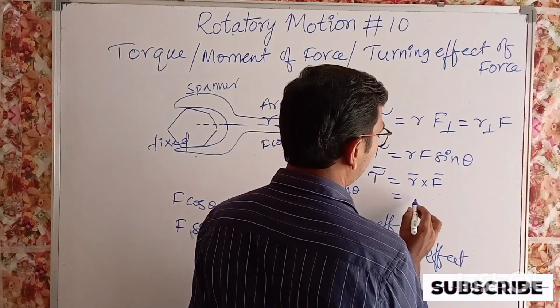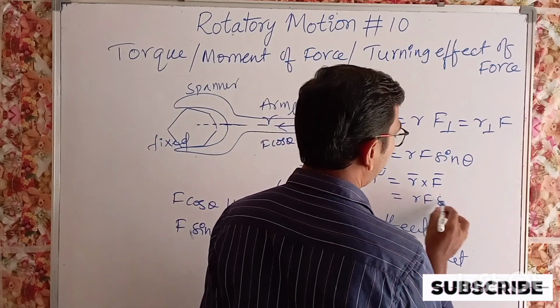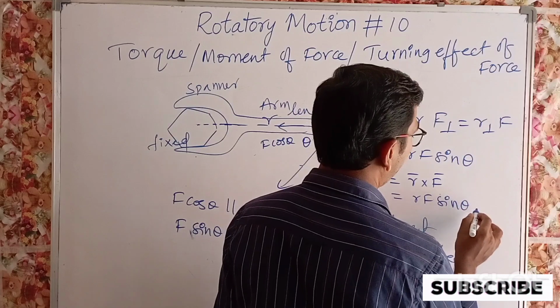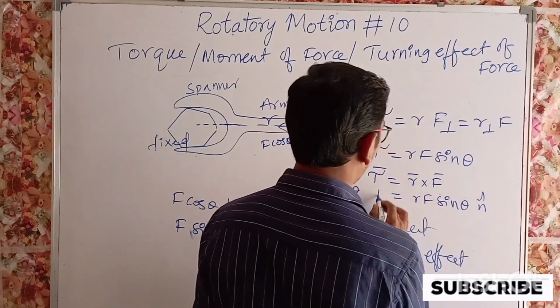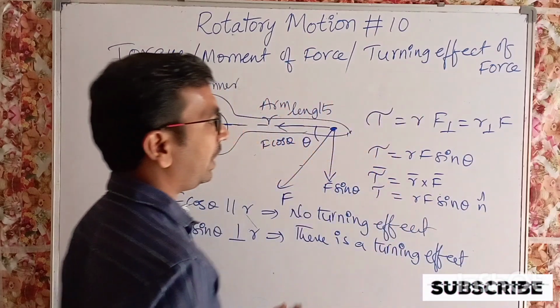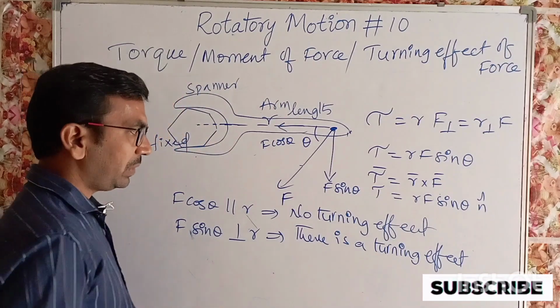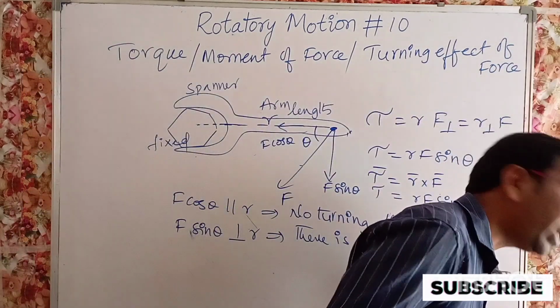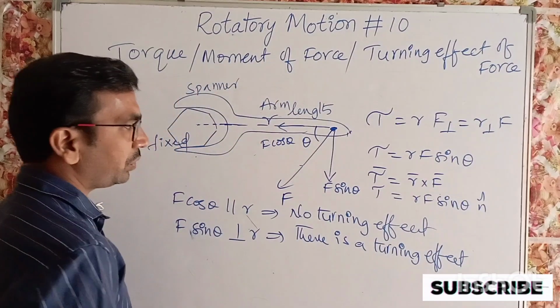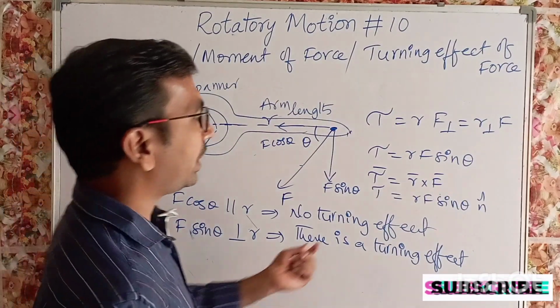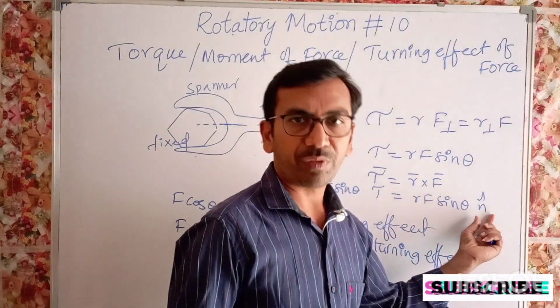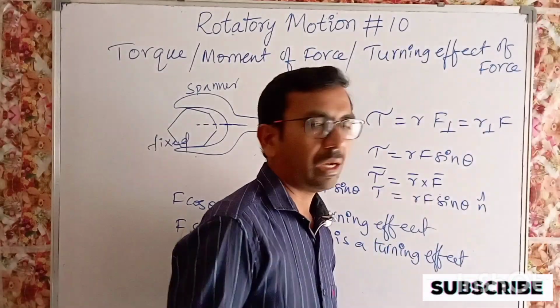Removing the cross product, you can write RF sin theta into n cap. Torque tau is equal to RF sin theta into n cap. Here n cap is a unit vector that is perpendicular to both R and F.